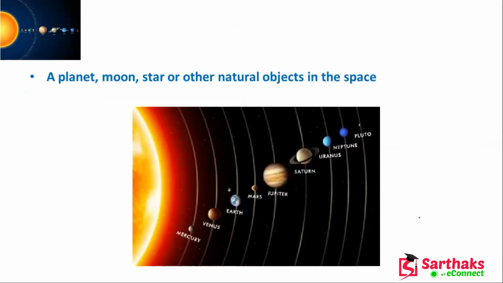Now let's see a planet, moon, star. These are the natural objects of space. The universe can be viewed as having other celestial bodies like galaxies, and galaxies are organized into groups and clusters, often within larger superclusters also.